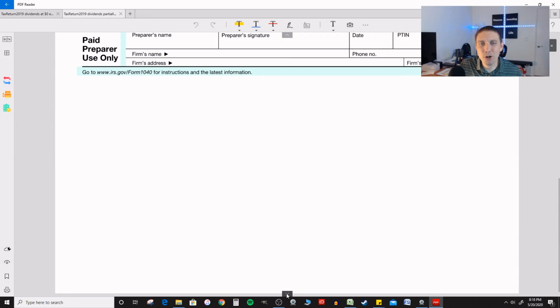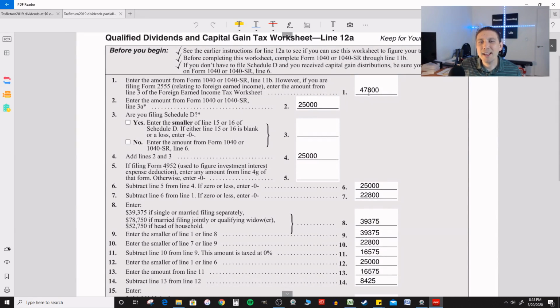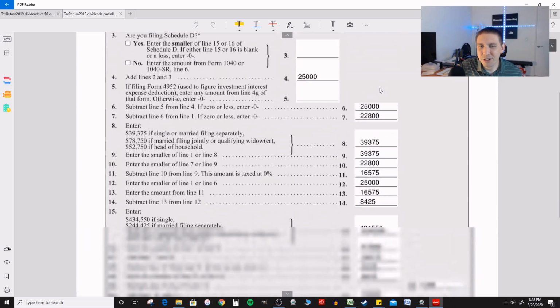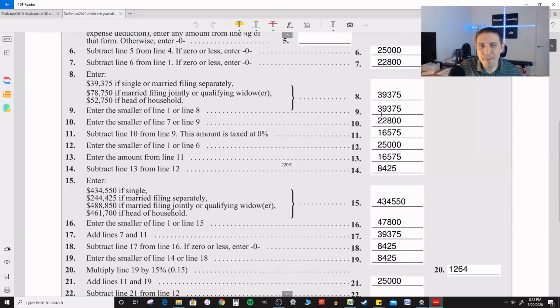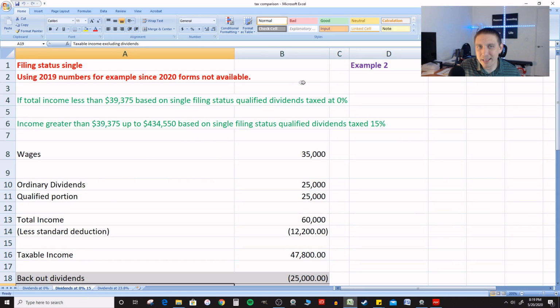Okay, so let's go to the capital gain rate worksheet, because that's where we're going to find our answers, right? And we can see here line 1 is now $47,800, and I'm not going to read this line by line. To help make this a little easier to digest, you can pause the video here if you'd like, but I want to move over to the Excel spreadsheet so you can see how I broke this out to hopefully make this a little easier for you to study.